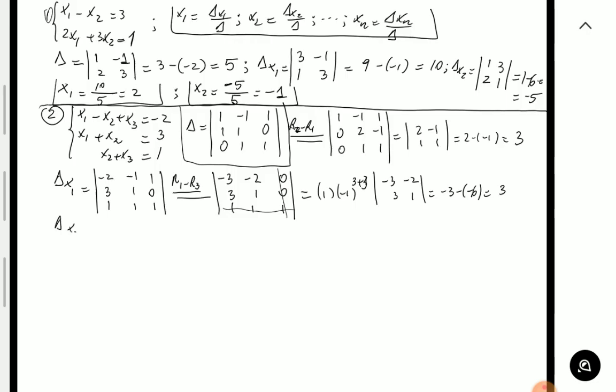Delta x2. The first column in the original matrix stays the same, 1, 1, 0. Now the second column becomes the right-hand side, minus 2, 3, 1, and the third column is 1, 0, 1. We're going to do the same, row 1 minus row 3: 1 minus 0, negative 2, negative 1, 1 minus 1.